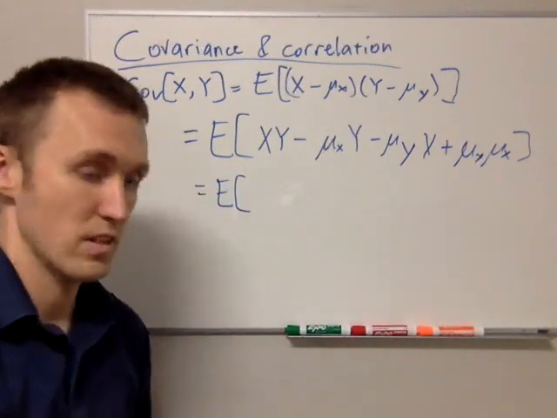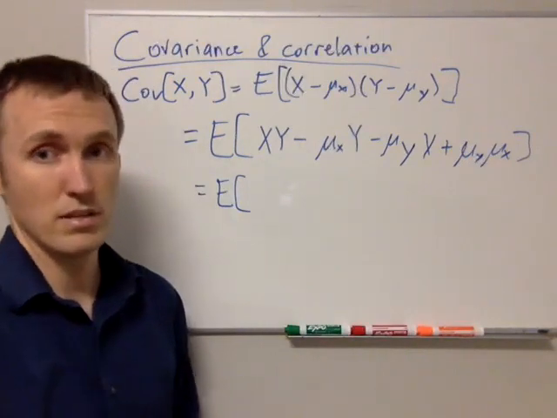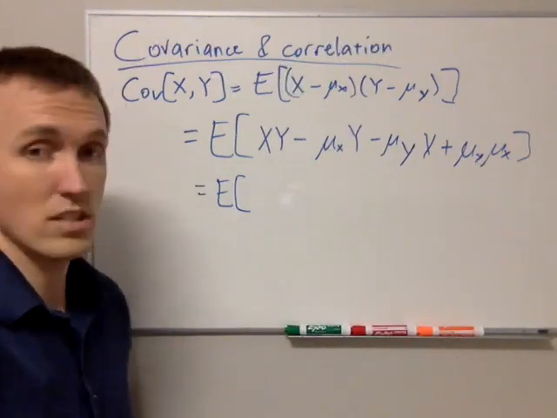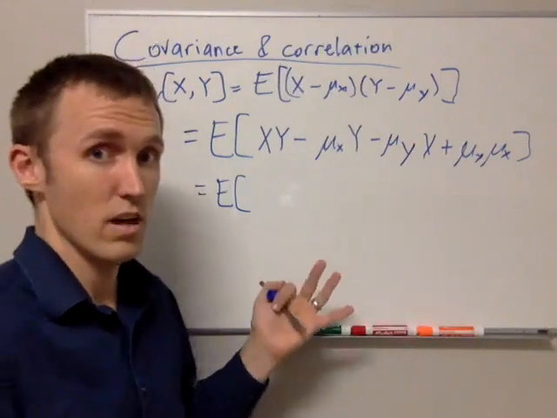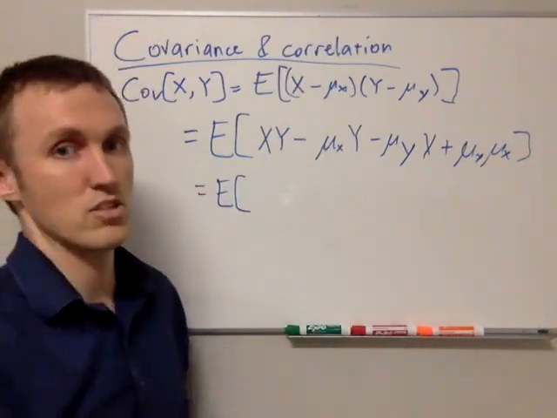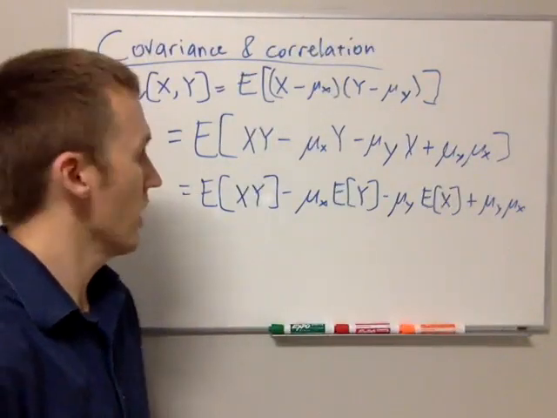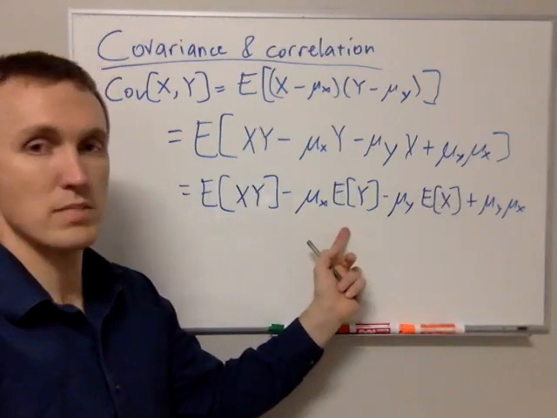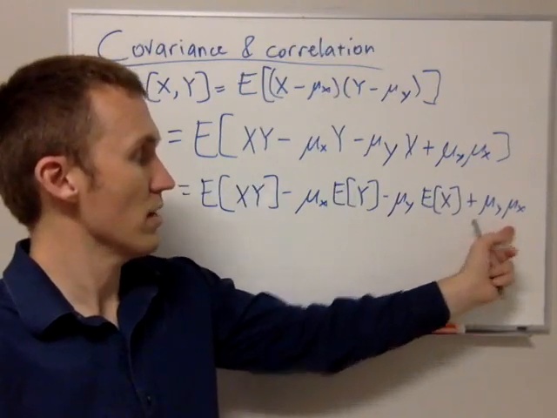Now there's a number of properties of these expectation operators. One of those properties is that the expectation of a constant is just the constant itself, and because the mean is a constant, we can actually take those out. And remember also that the other property of expectation operators is that they're linear, so the expectation of a plus b is equal to the expectation of a plus the expectation of b. Alright, so there we've kind of expanded this out. And now we have the expected value of x times y minus mu x times the expected value of y minus mu y times the expected value of x plus mu y mu x.